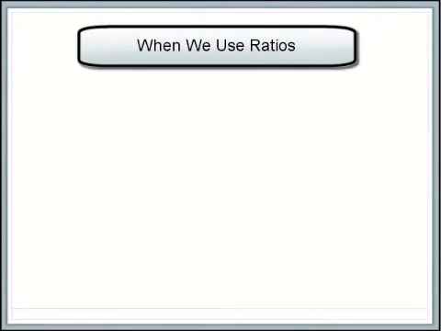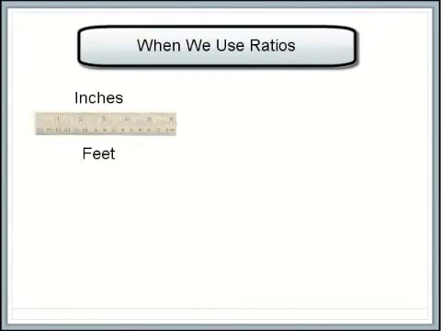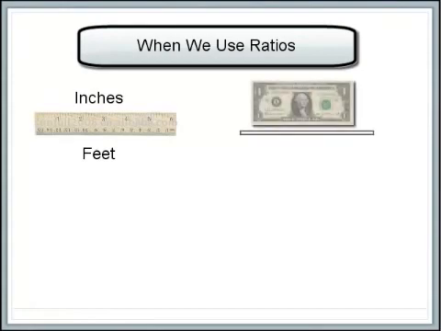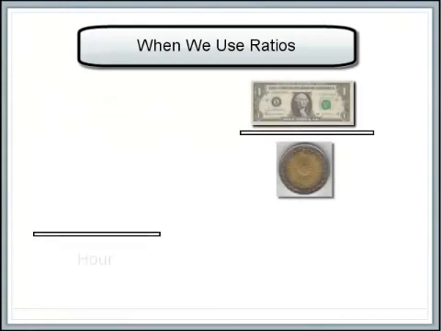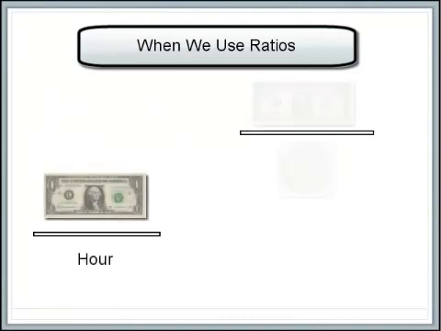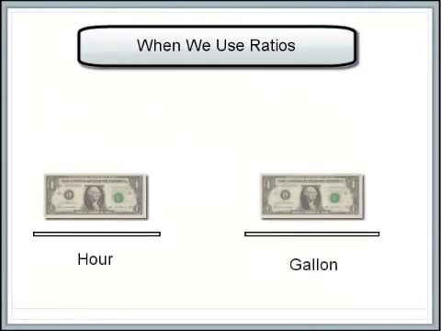I don't really cook all that much. Are there any other examples of ratios? Yeah, I'm glad you asked. We use ratios to convert distances, like inches to feet, to convert currency, like dollars to pesos, when we work and get paid, like dollars per hour, and when you buy gas, dollars per gallon. Those are just a few examples.